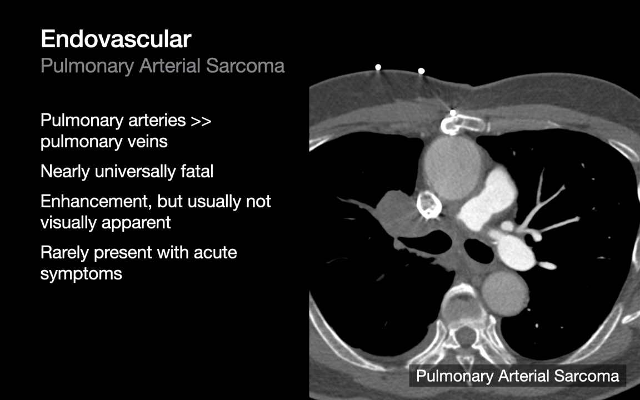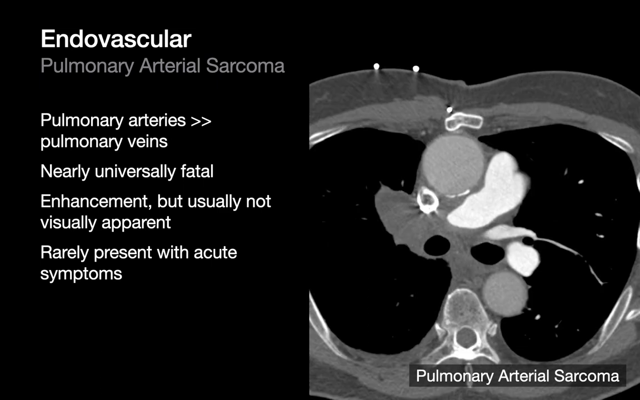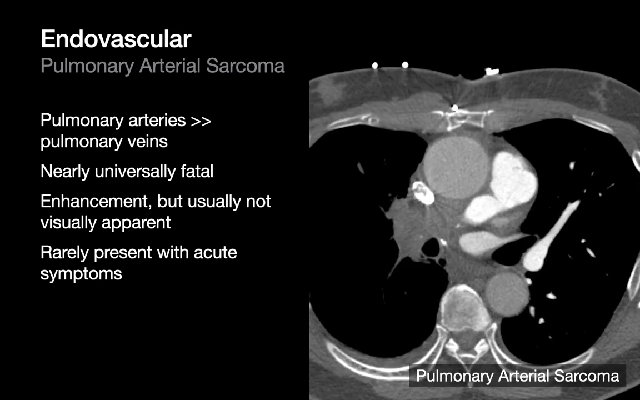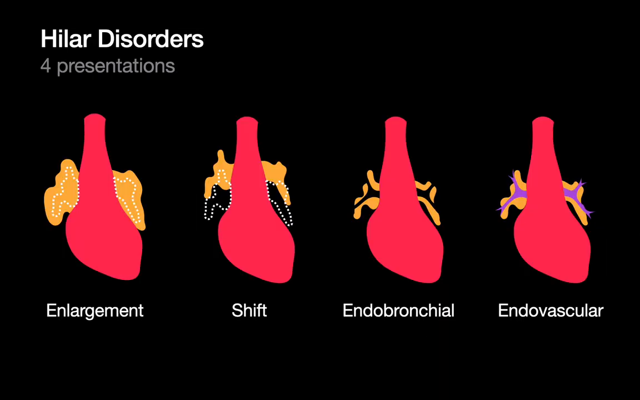And that leads us to another rare endovascular disorder, pulmonary arterial sarcomas. Pulmonary arterial sarcomas are unfortunately fatal in most cases and insidious in their presentation. And that completes our review of hilar disorders.